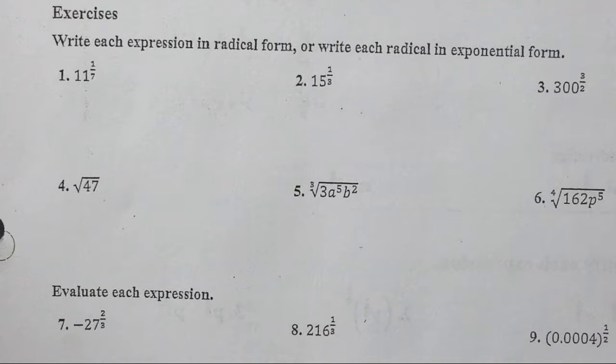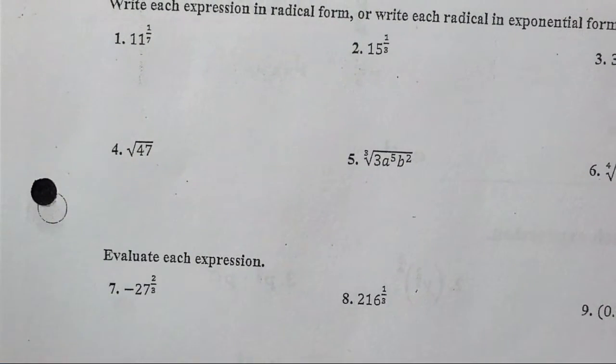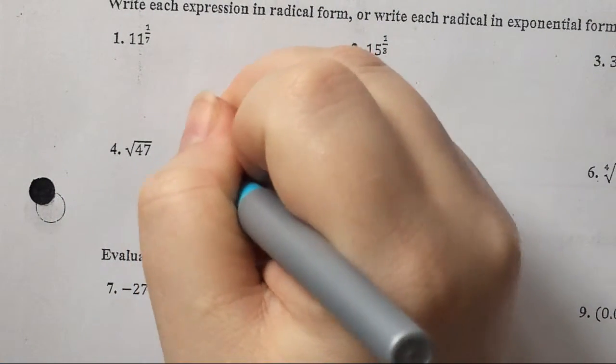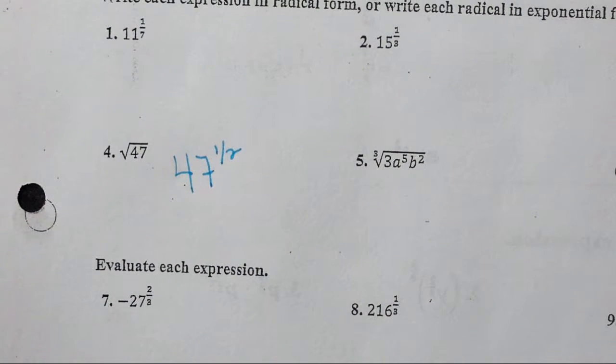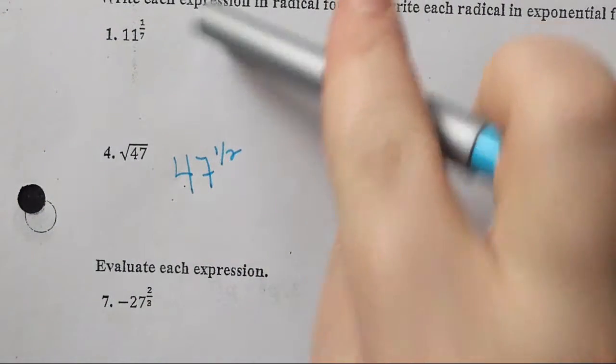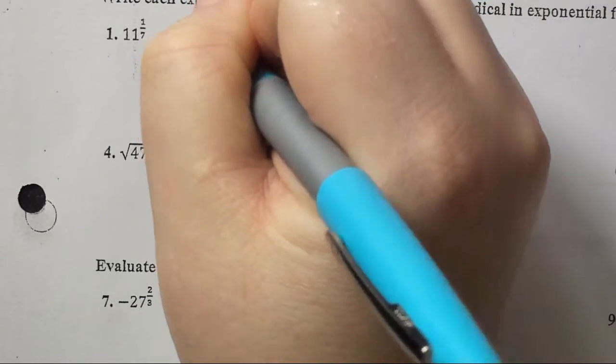I kind of alluded to this last week, but now we need to actually practice it this week. So, for instance, the square root of 47 is the same thing as 47 raised to the 1/2 power. They're identical. They're twins. So the problem that says 11 to the 1/7 is really the same as the 7th root of 11.